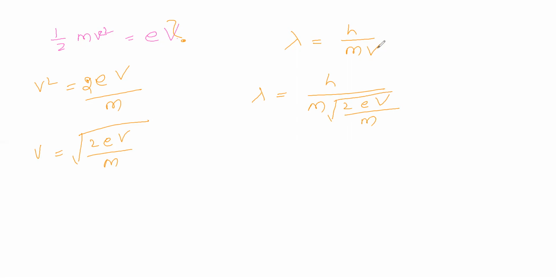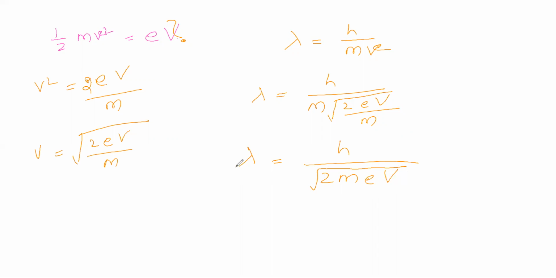Now we will write lambda is equal to h by square root of 2meV. Like this we have written. Now we will substitute the values and we will get this potential. This capital V is called potential. Potential they are asking.